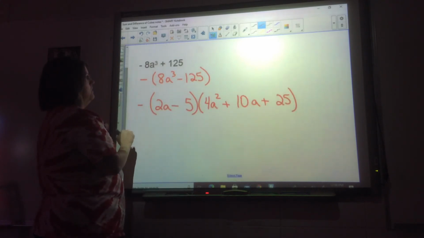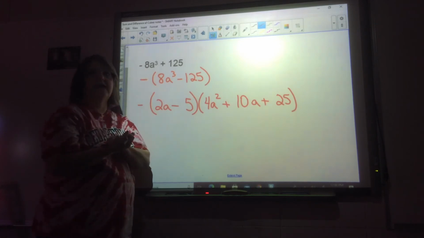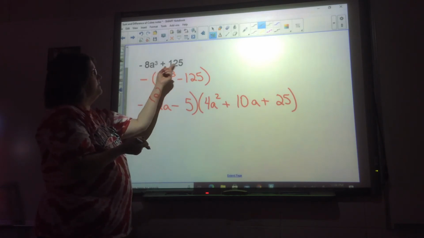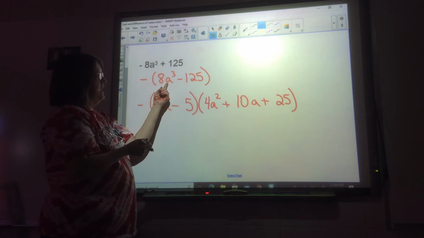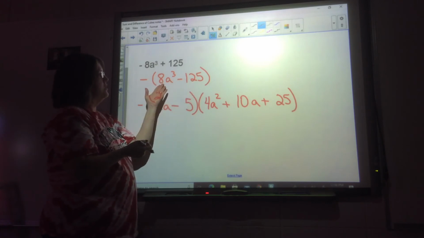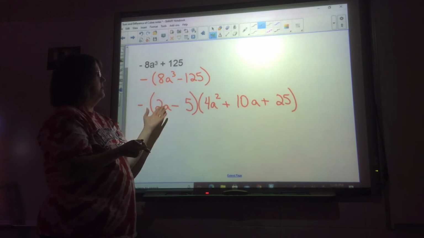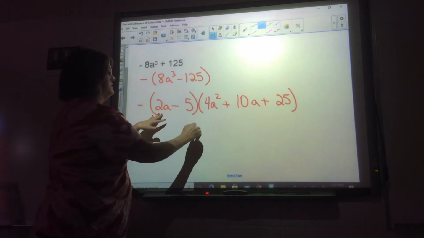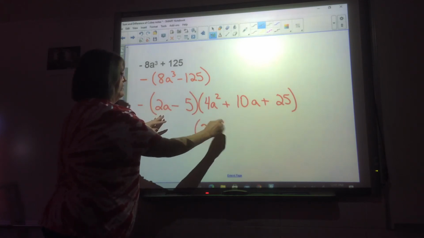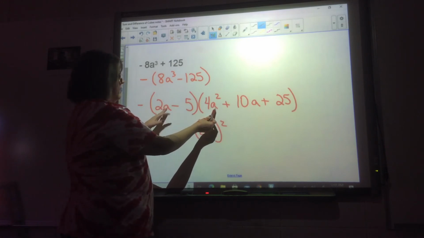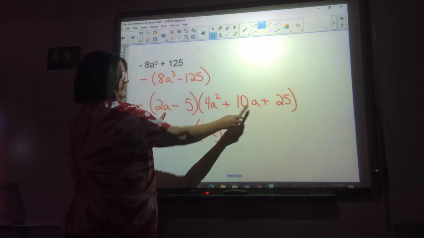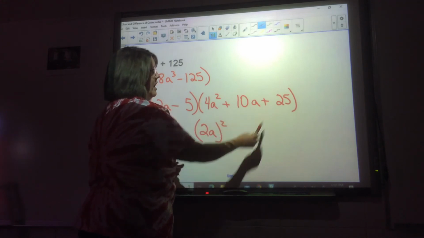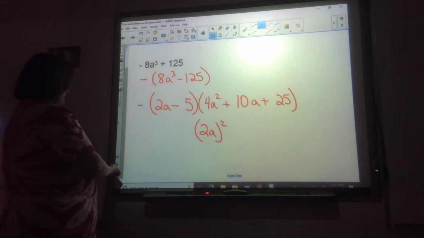Now, this one's up here because I have a negative sign with my 8a cubed. So what you do is you just pull the negative sign out and change the signs of these. So that gives me positive 8a cubed minus 125. I cube root 8a cubed, that's 2a. I cube root 125, that's 5. Remember, you're wanting to take 2a and square it. That's your first term. That gives me 4a squared. Then you multiply the two terms. That gives me 10a. Then I square the 5, and I go same sign, opposite sign, always plus.